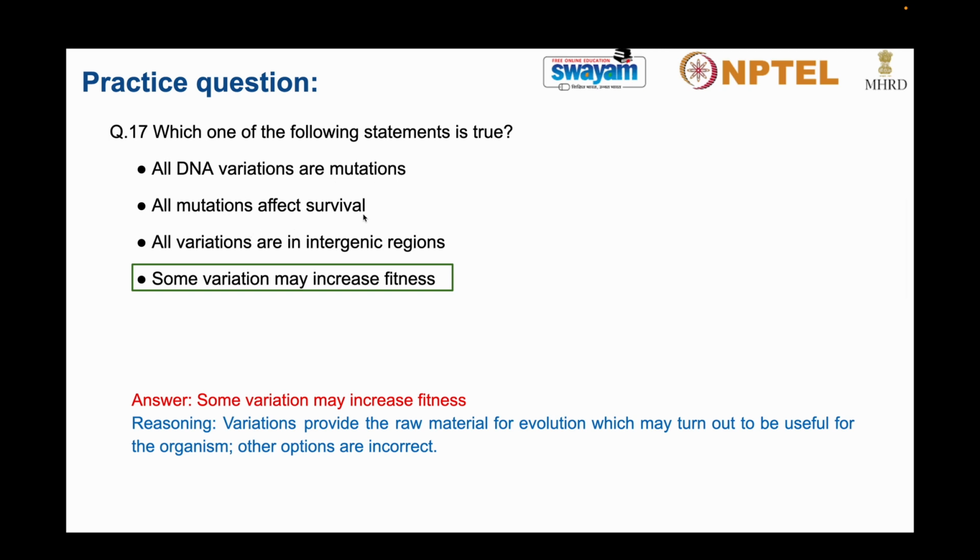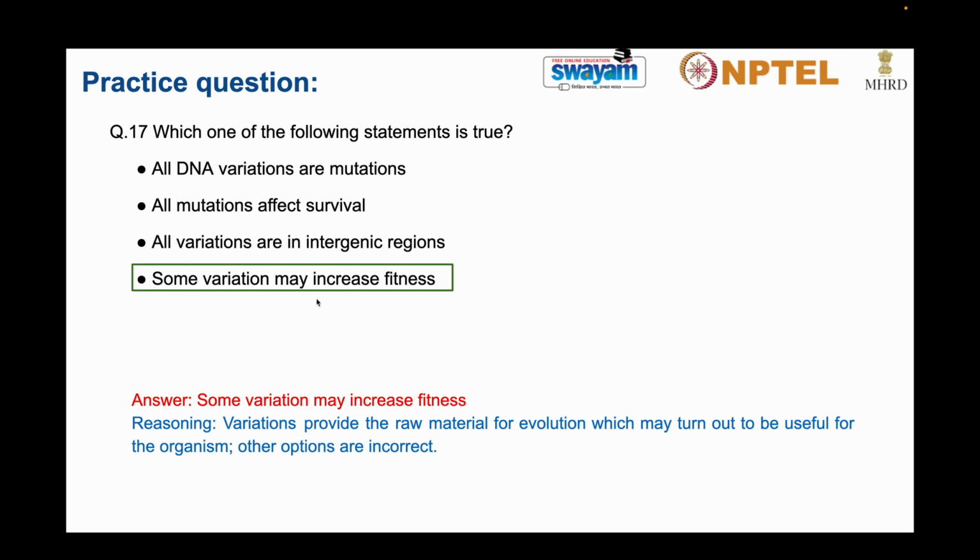Now, all mutations affect survival. So it is also not the case. There could be certain mutations which offer some benefits to the offspring or to the individual. So this is also wrong. All variations are in intergenic regions. This is also wrong, because variations can also happen at the region where the genes are present, not always at the intergenic regions. So hence option 4 is correct, which says some variations may increase fitness.